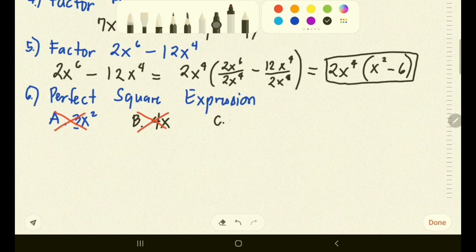Okay. Another one, 9x cubed. 9 is a perfect square, but x cubed is not a perfect square. So, that is not a perfect square expression.